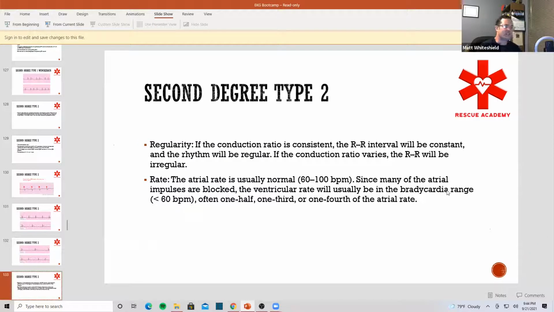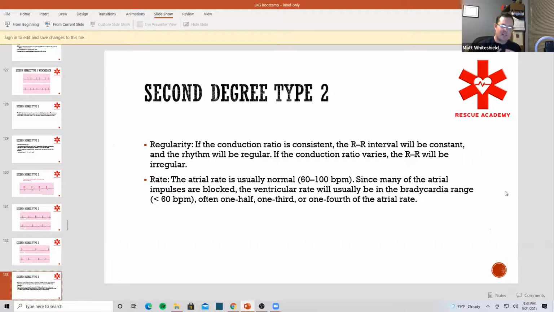All right, we got second degree type 2. It states, we're good with this. The one thing though that I do want to point out here, because it is down here, it states the atrial rate is usually 60 to 100, which we all know that's the normal intrinsic rate of the sinoatrial node. But it says, since many of the atrial impulses are blocked, the ventricular rate will usually be bradycardic. This is why this is considered a high degree heart block.